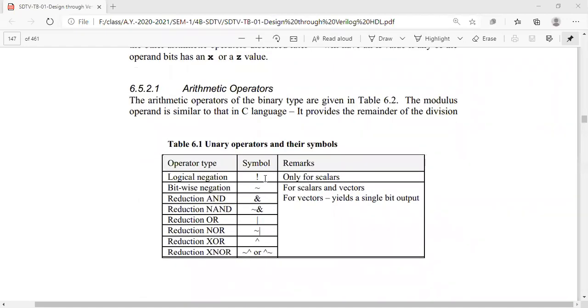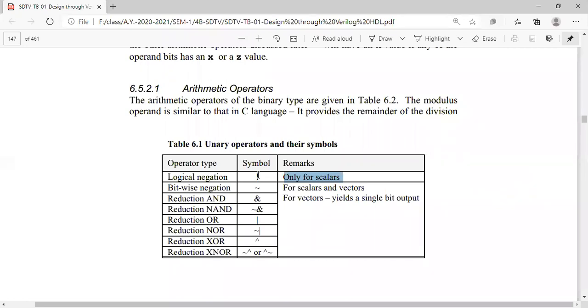This logical negation will be used for scalars. Scalars, in the sense, are of only a single bit. That means if your bit is 0, it will be 1. If your bit is 1, it will be 0. That is called logical negation, and it will be used only for a single scalar.